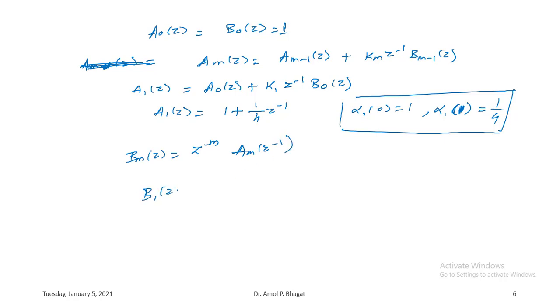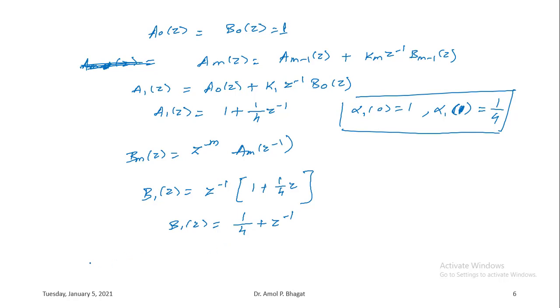So b1 of z you can obtain as z to the power minus m, meaning z inverse will be there, right? And a1 of z inverse will be simply 1 plus 1 by 4 z, right? So if you multiply it with this z inverse, you have this b1 of z. So b1 of z will have z inverse, plus 1 by 4 z into z inverse, which is simply 1 by 4. So I'll write it as 1 by 4 plus z inverse, right?